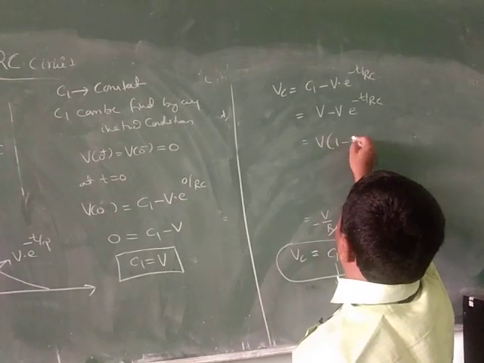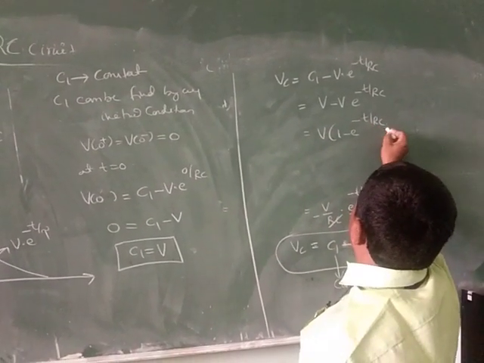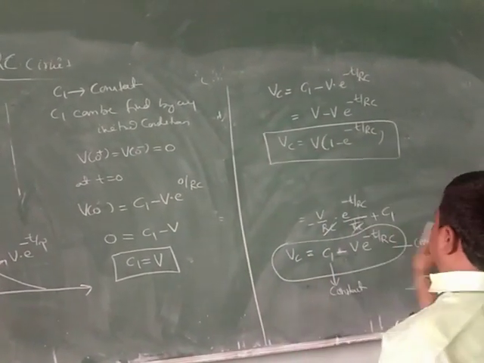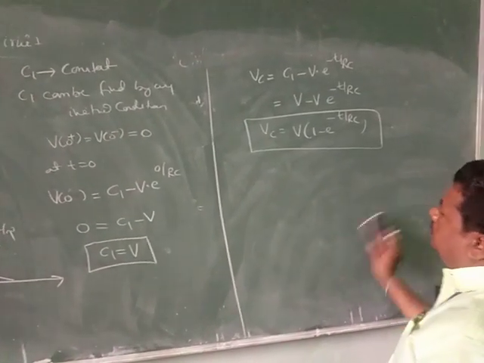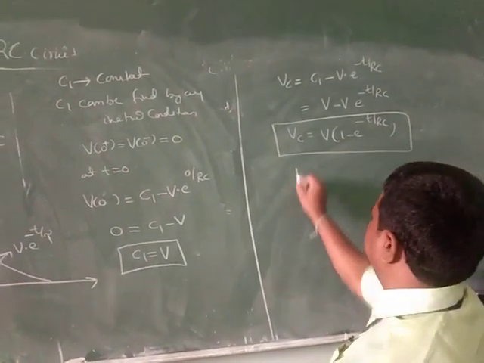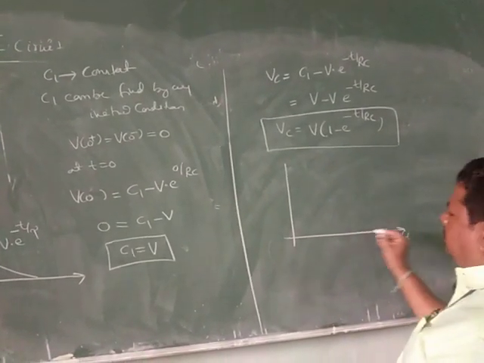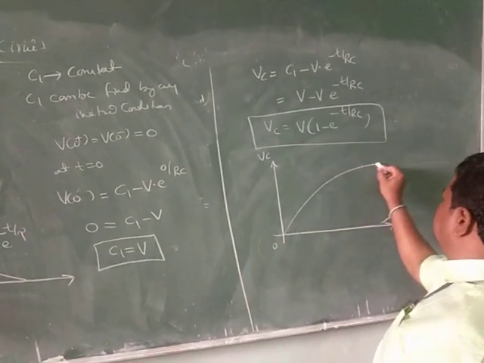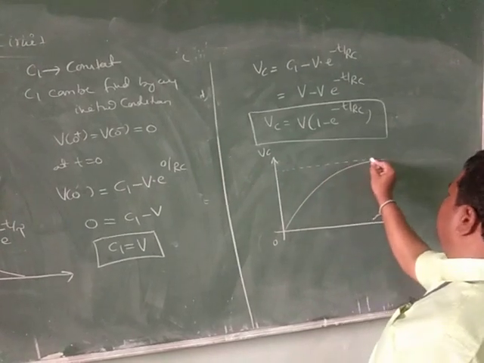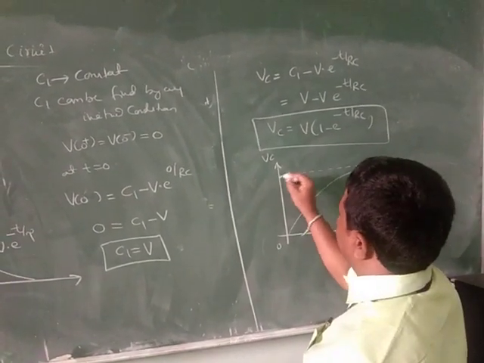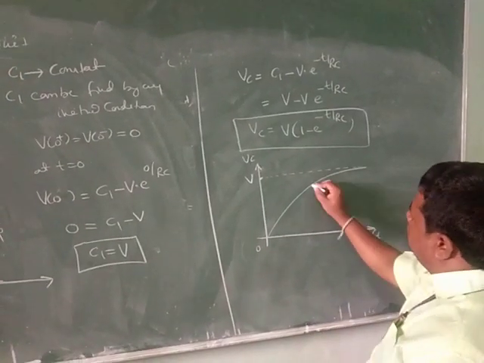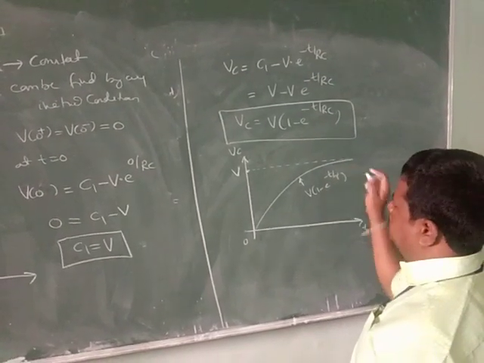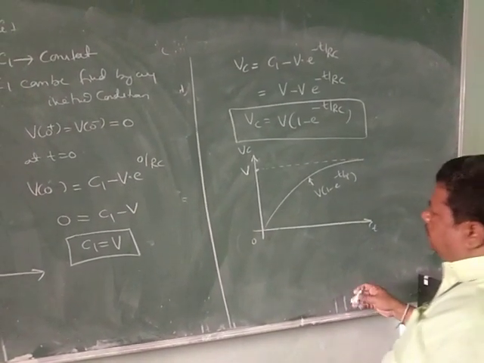Take V common: V into 1 minus e power minus t by RC. So this is the voltage across capacitor expression. Voltage across capacitor is exponentially charging. If you draw the waveform, this is the voltage across capacitor. It will slowly rise. The expression is V into 1 minus e power minus t by tau.